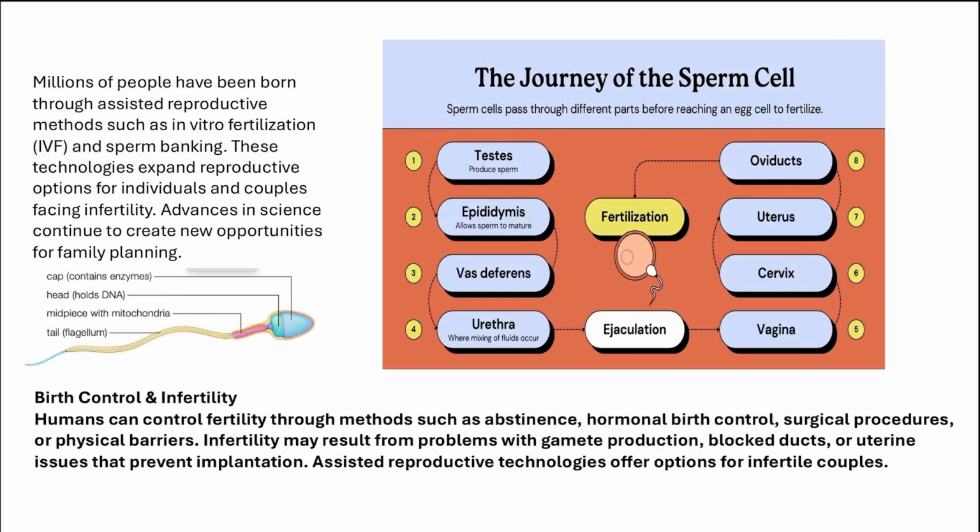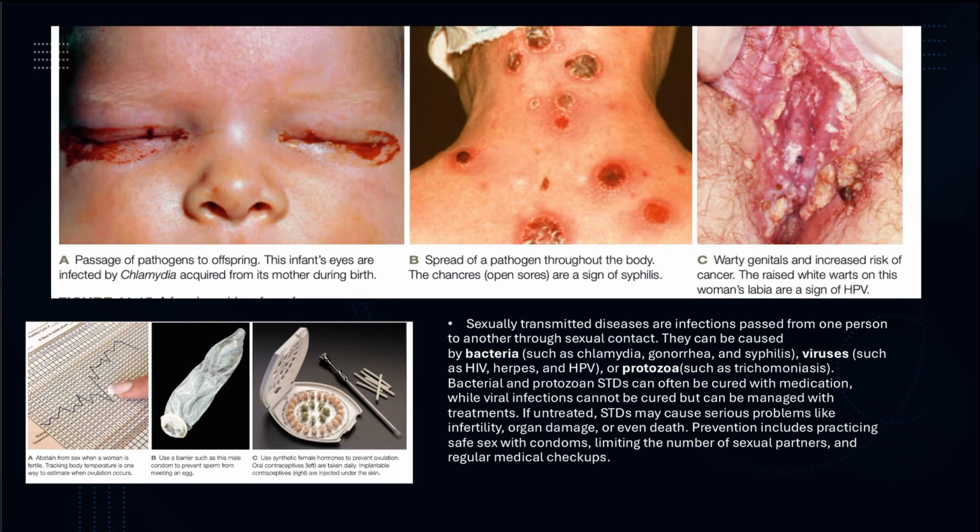In this next slide, we can see how sexually transmitted diseases can affect the body. So basically, sexually transmitted diseases are infections that pass from one person to another through sexual contact. They could be caused by bacteria. There are different types of sexually transmitted diseases such as chlamydia, gonorrhea, or even syphilis. And there are viruses like HIV, herpes, or HPV, which are more permanent than the bacterial ones that could be cured.